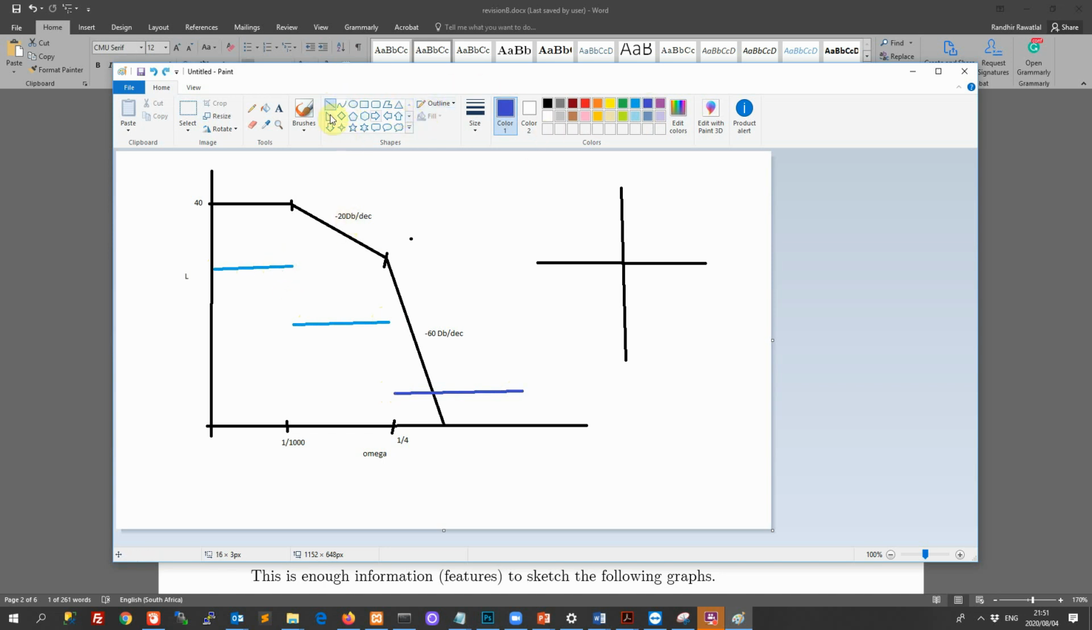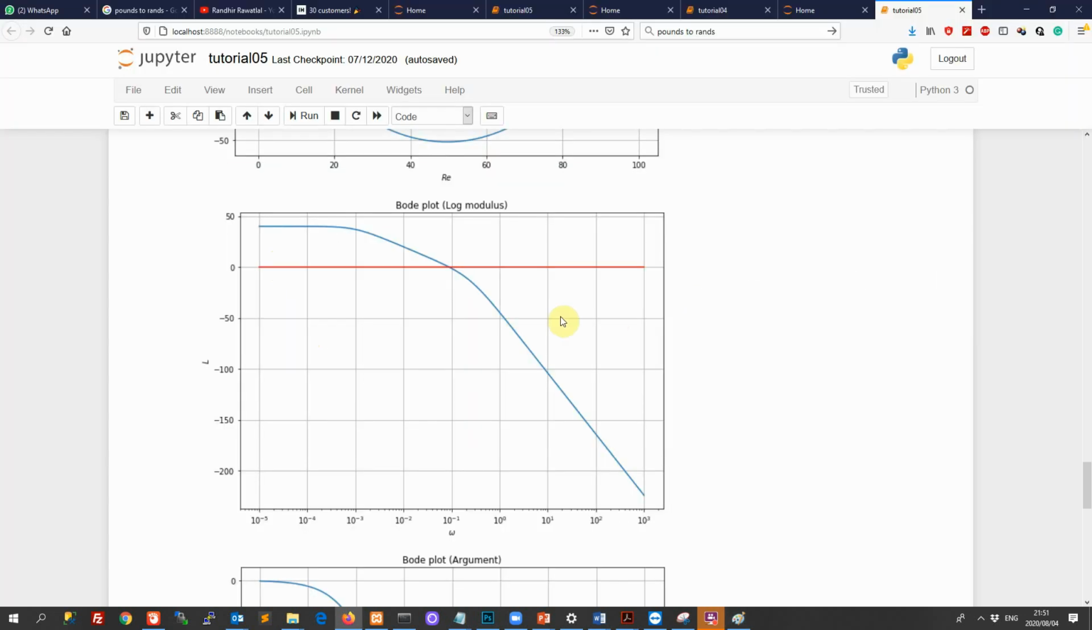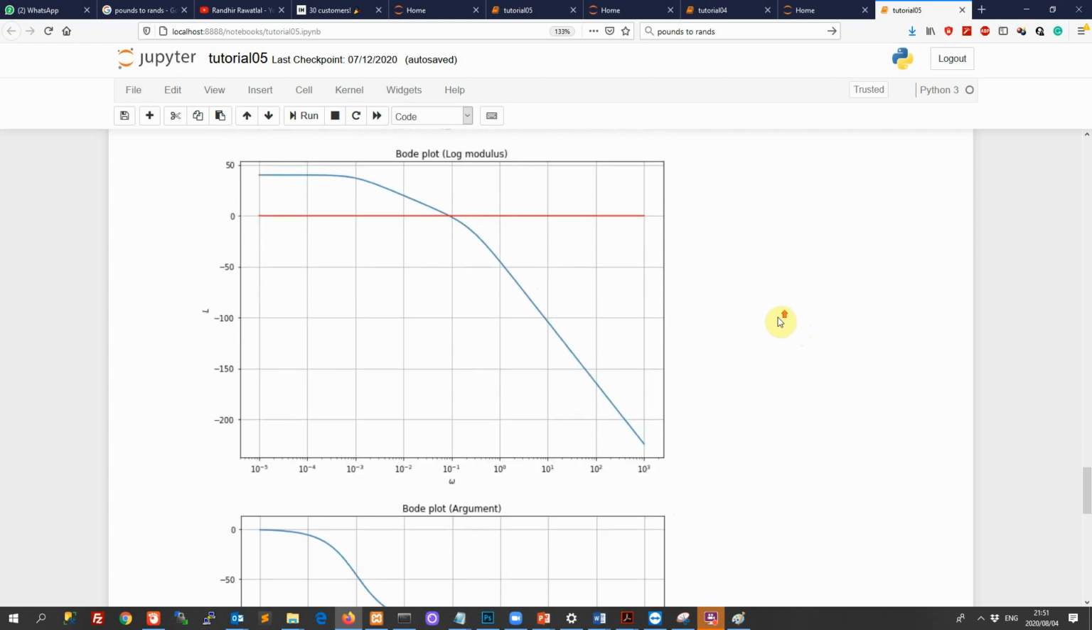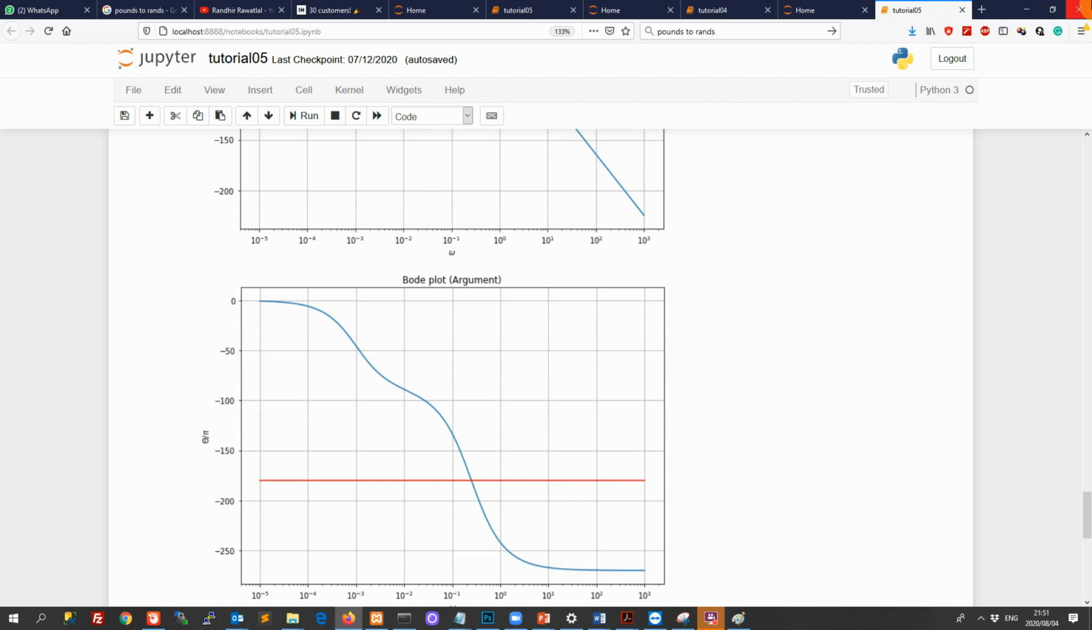It's going to be something like, isn't there a little pen tool? Yeah. So it's going to do something like that, and then something like that. Okay, and if you go over to the code, when you run that, that's what you find, right? So that's enough detail to plot the argument side of that Bode diagram as well. Okay, so that's the Bode diagram all plotted.